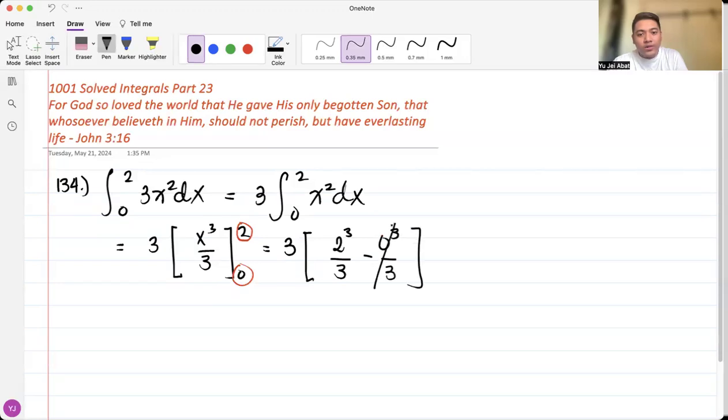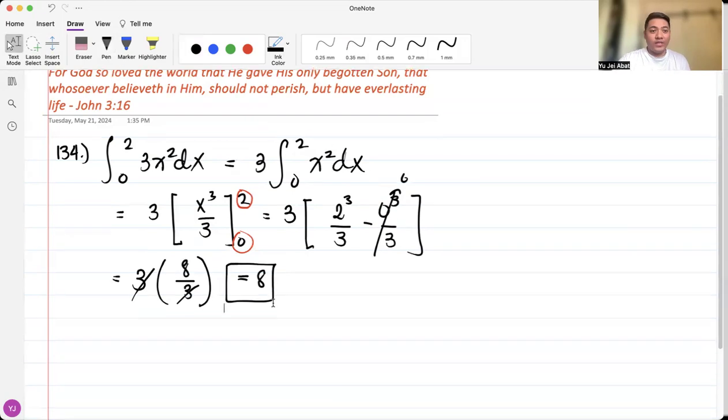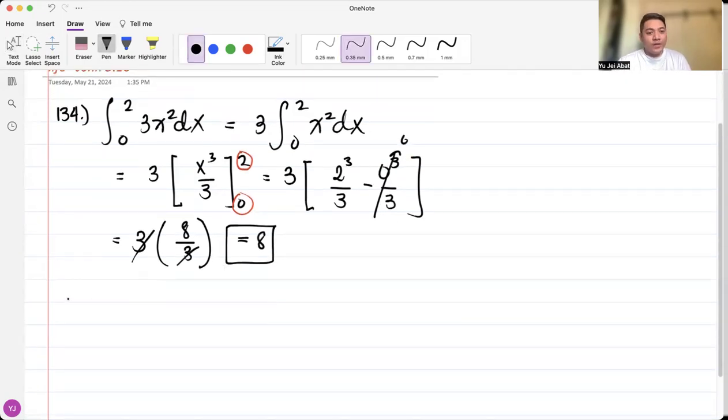And we know that 0 cubed all over 3 is still 0. So we have the answer as 3 times 2 cubed, which is 8, all over 3, and those 3's will cancel, so we now have 8 as our answer. So this is our answer for the very first integral. Okay, so for the second one, we have 135.